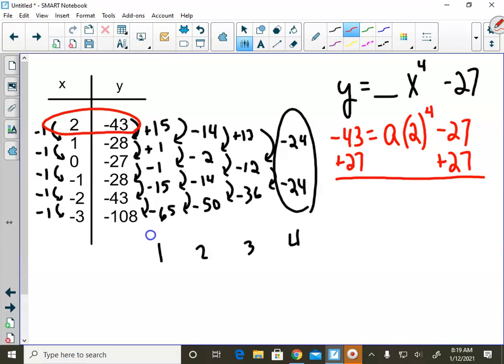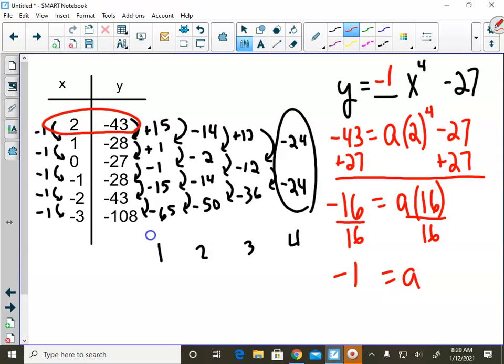So that's going to give us -16 is equal to a times 2 to the fourth. 2 to the fourth is 16. Then if I divide by 16, I can find out that -1 is a. So that means this number in here is -1. So our function rule comes out to be y is equal to negative x to the fourth minus 27.